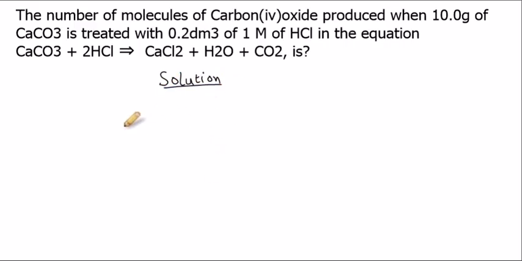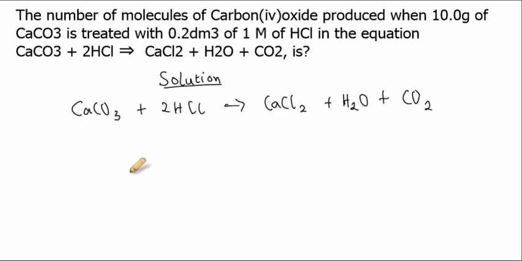So the first thing to do in any question dealing with an equation is to write out the equation as it is given in the question. So we'll be doing that. Let's see if it is a balanced chemical equation. Looking at this, it is a balanced chemical equation. Let's proceed. We are asked to determine the number of molecules of carbon dioxide produced.